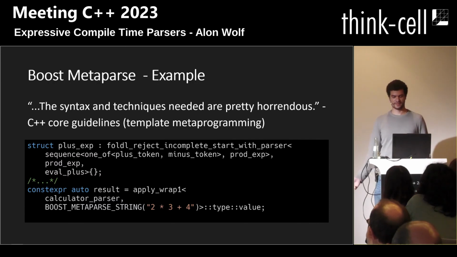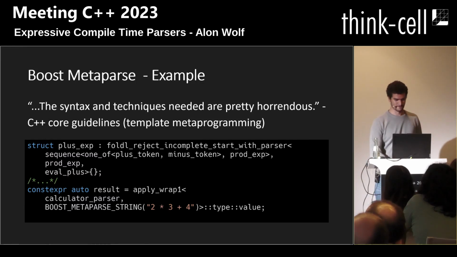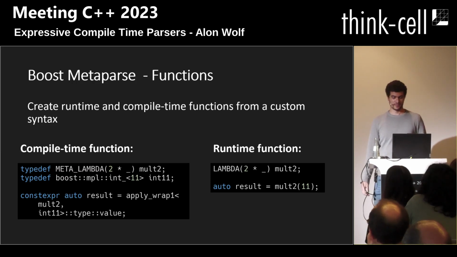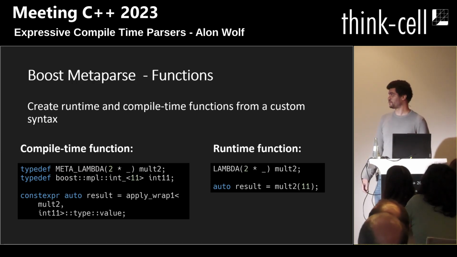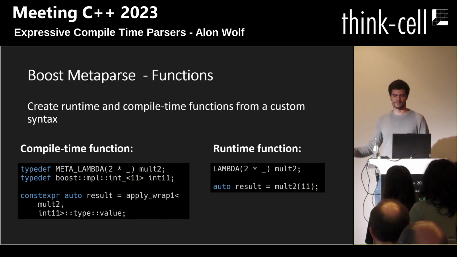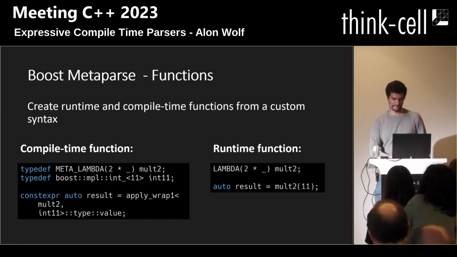In the slide, you can see part of a calculator parser implementation that uses the Boost MetaParse library with template metaprogramming, and judge the syntax for yourself. Okay, let's go over some features of Boost MetaParse. You can use it to parse a string into a compile time meta function or a runtime regular function. The difference between them is whether the parsing result is a meta function, or also we can call it a template struct, for compile time, or for runtime a struct that overloads the call operator.